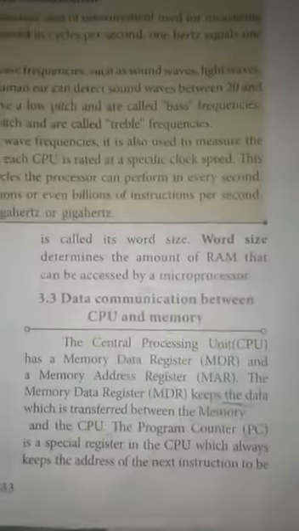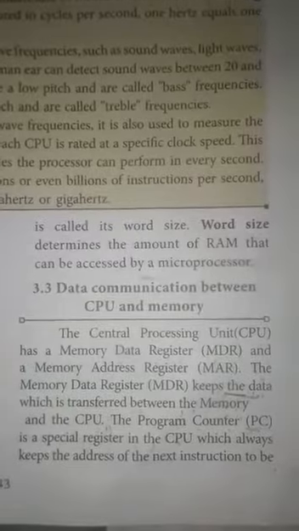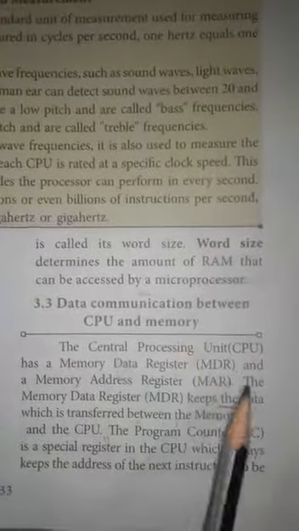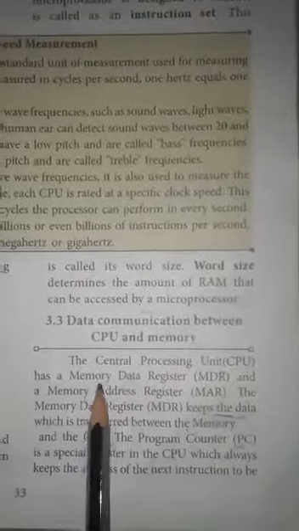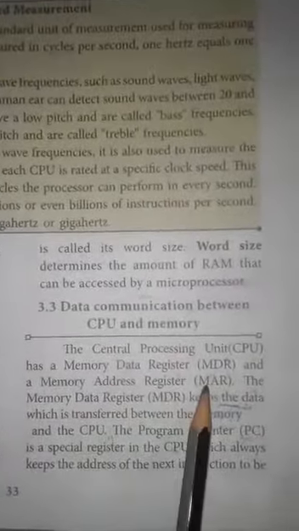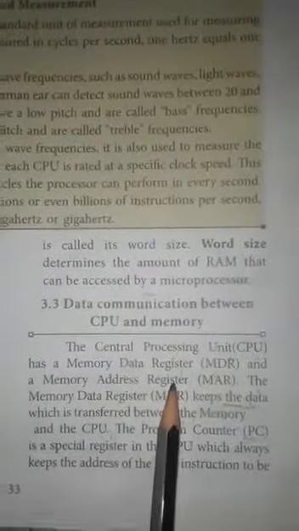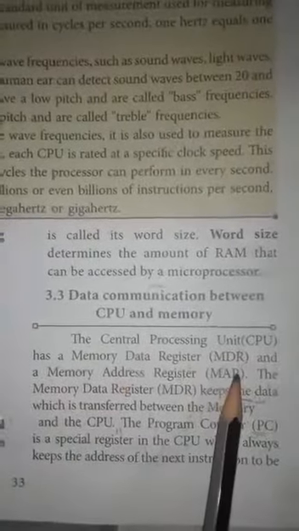Hello students, in this video we are going to discuss 11th standard computer science, chapter 3, topic: data communication between CPU and memory. The central processing unit, short form CPU, has the MDR and MAR. MDR means memory data register, MAR means memory address register. Okay, the CPU has the MDR and MAR.